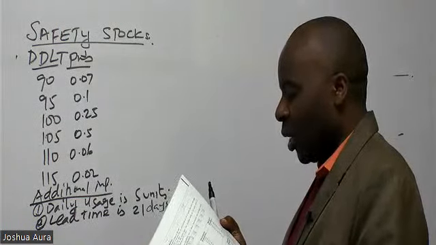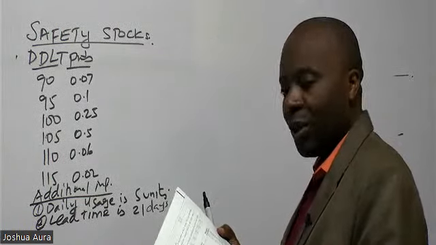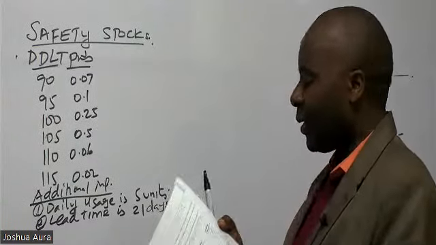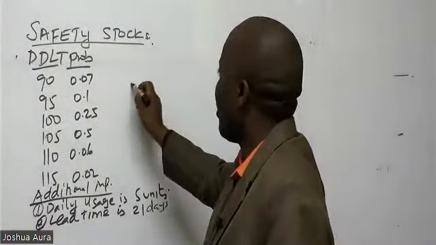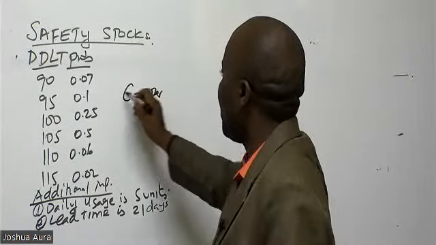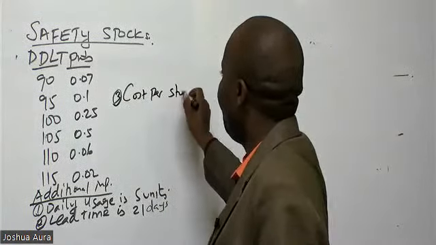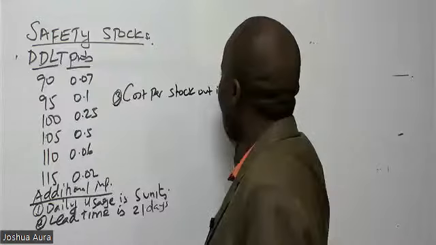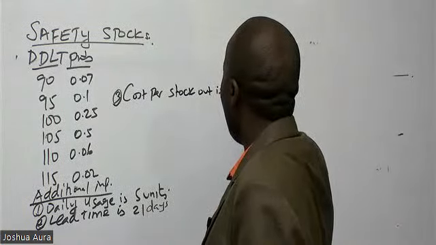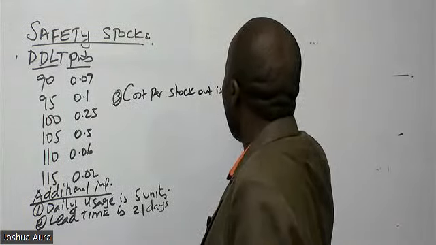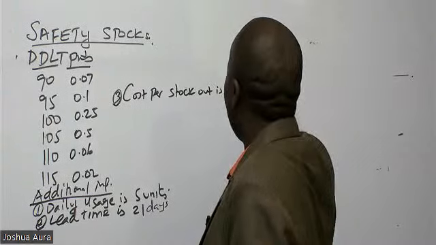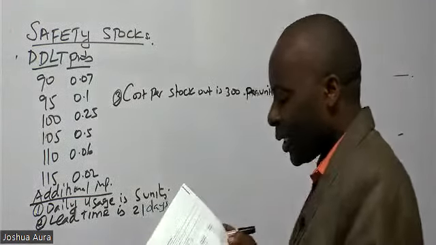Cost per stock out is 300 per unit. This is number 3. It is 300 Kenya shillings per unit. That's the cost per stock out.